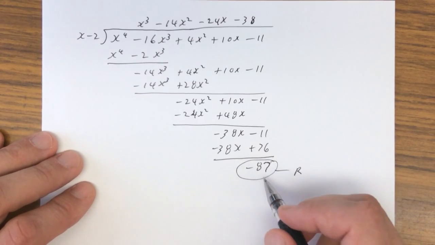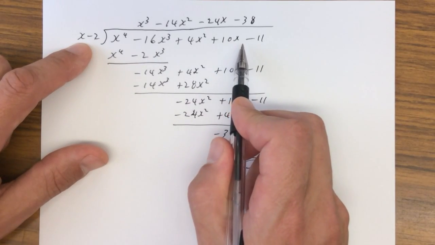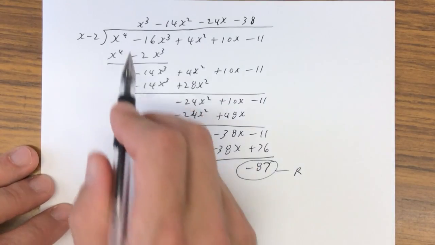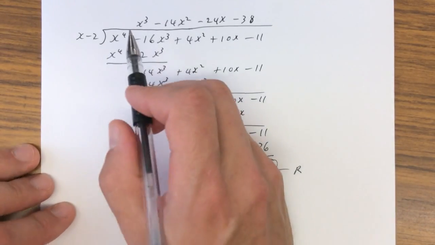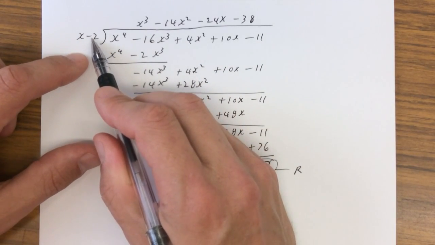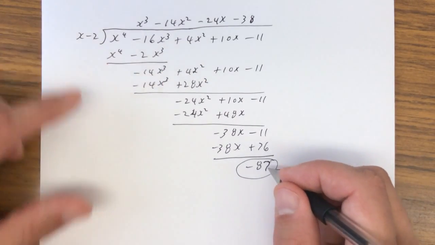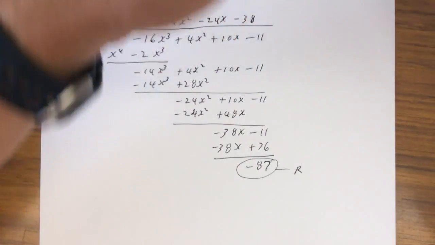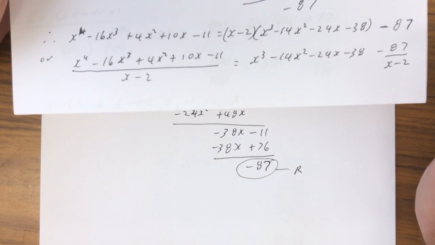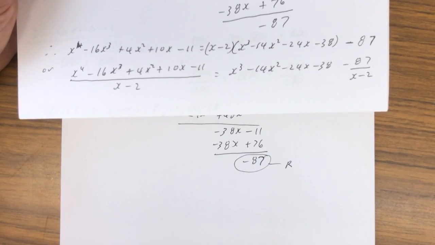Okay, so because we got a remainder that's not 0, that means that x minus 2 is not a factor of this. Okay? So we could write out the division statement for this, which is this whole thing here times this, or equals this, times that, minus 87. Okay? And it would look something like this here. So that would be the division statement for that in two different ways.